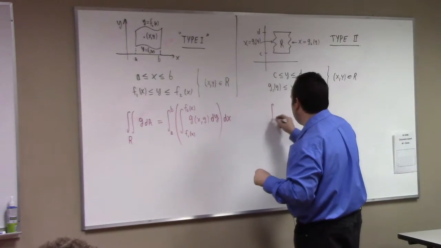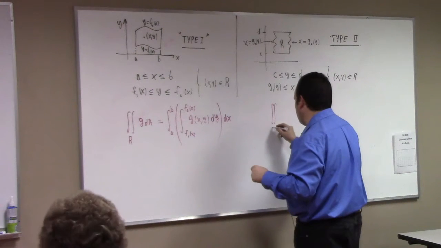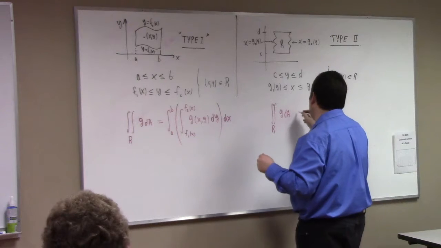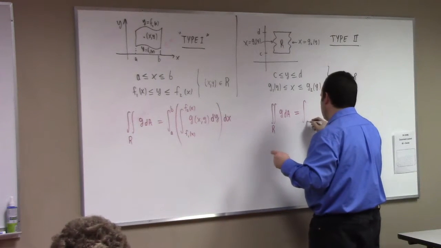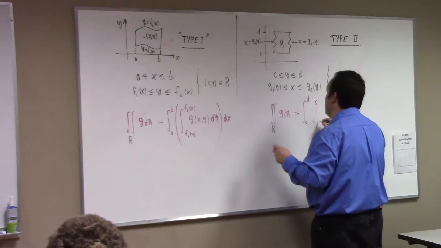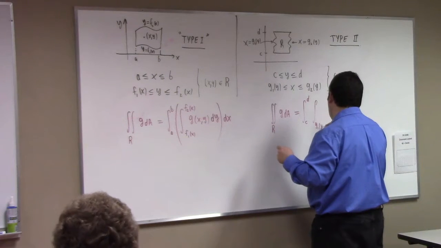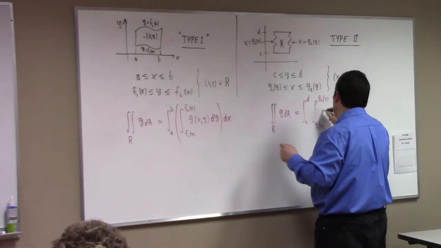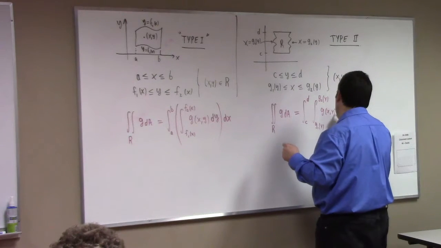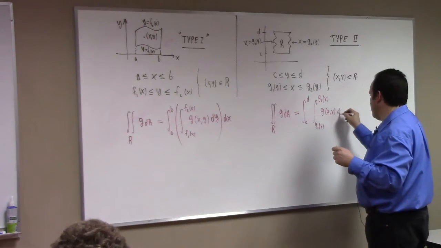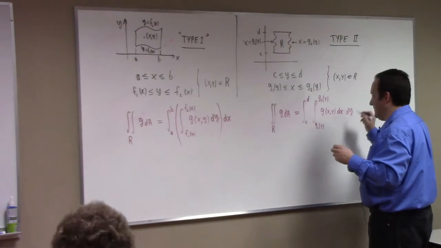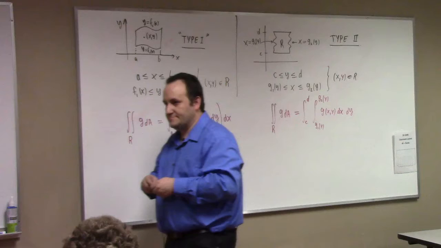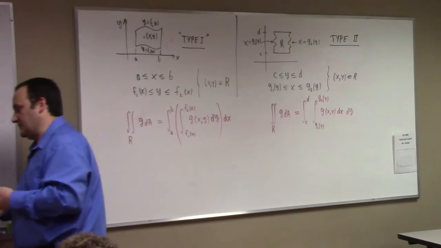Also, we have a corresponding theorem for type 2 regions. Integrate from c to d, integrate from g1 of y to g2 of y, g of x, y. This time we must do dx first, and then dy. Okay. Type 1, you got type 2.